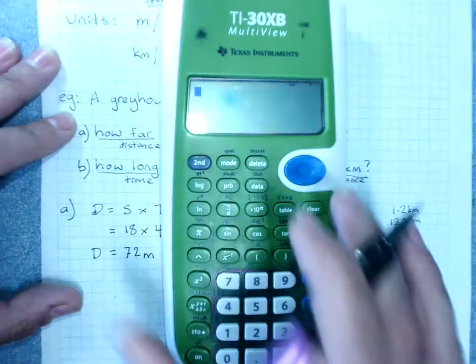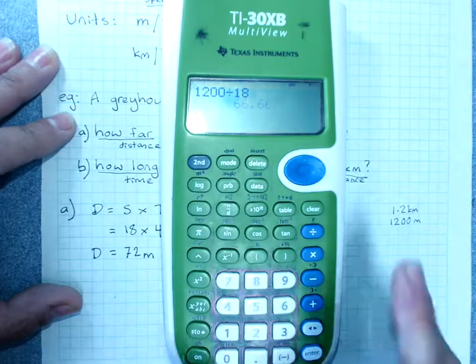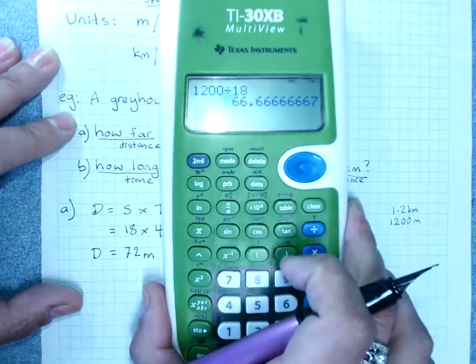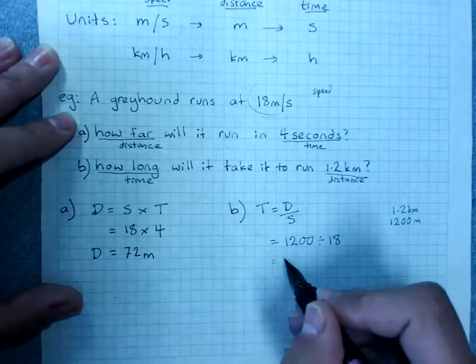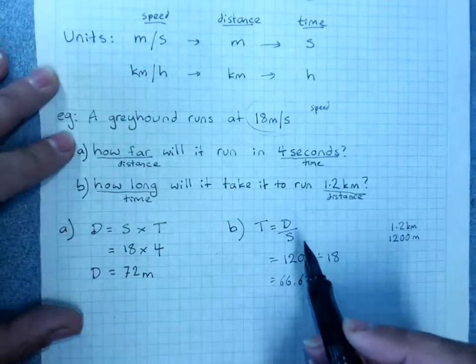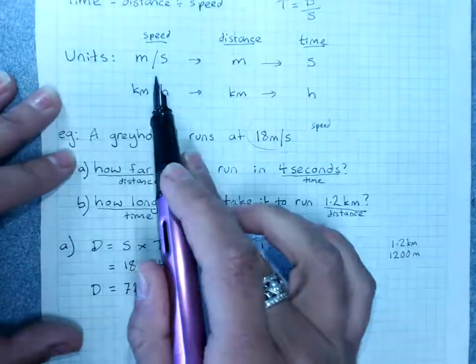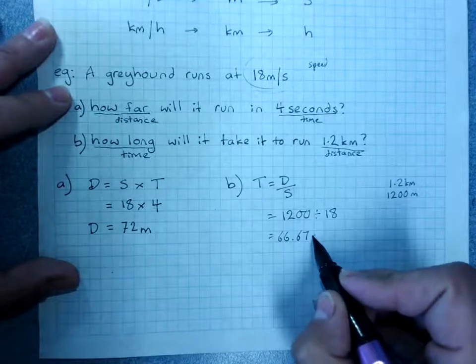Grab your calculator. 66.6, and that's repeating, so we'll round. 66.67, and because we are in meters per second, our time comes out in seconds.